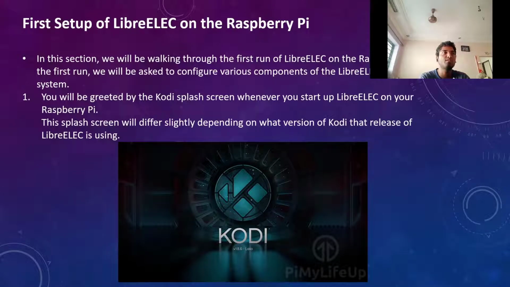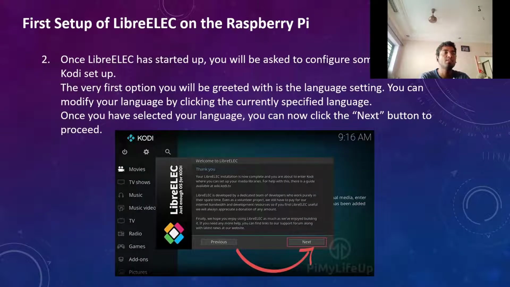During the first run, you will be asked to configure various components of the LibreElec operating system. You will be greeted by this Kodi splash screen whenever you start up LibreElec on your Raspberry Pi. This splash screen will differ slightly depending on what version of Kodi the release of LibreElec is using. Once LibreElec has started up, you will be asked to configure some settings to get Kodi set up.